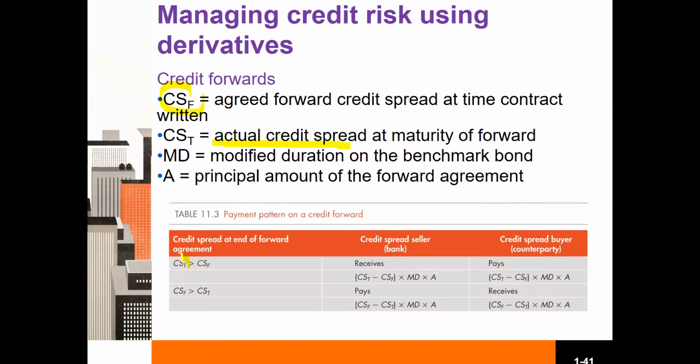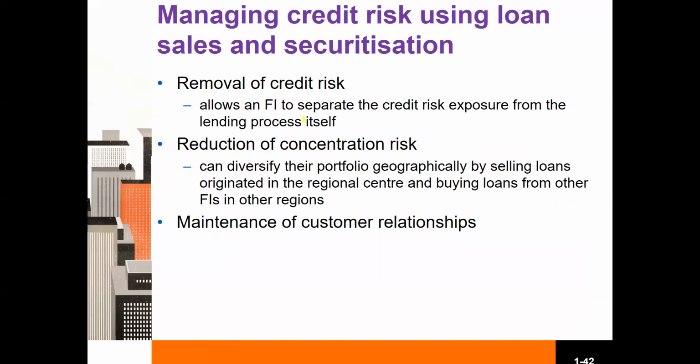Now you can see if this actual credit spread is greater than the agreed spread, it means that you, as an investor, are taking more credit risk. As a result, you will receive a compensation. You will receive a compensation if you are the credit spread seller, I mean the bank, from the counterparty that actually originated this forward contract. So this is how credit derivatives can be used in managing credit risk.